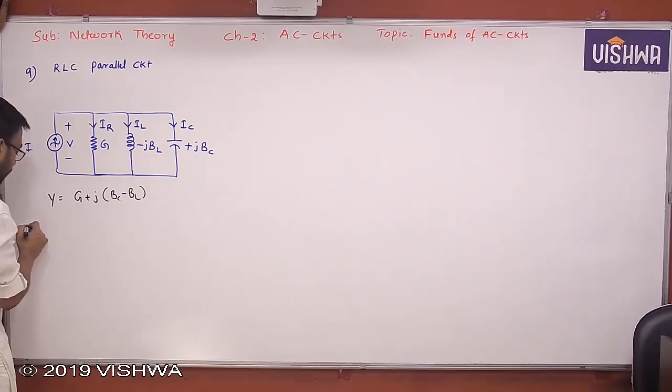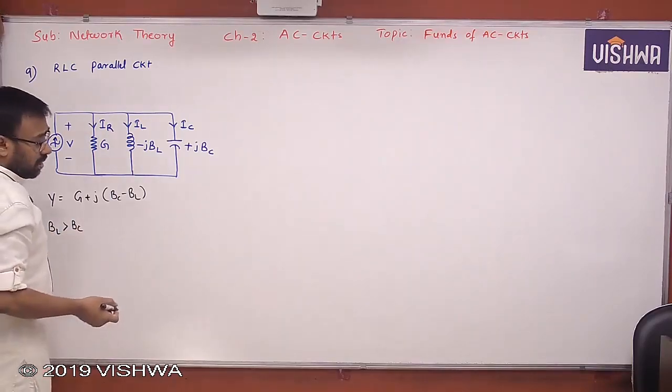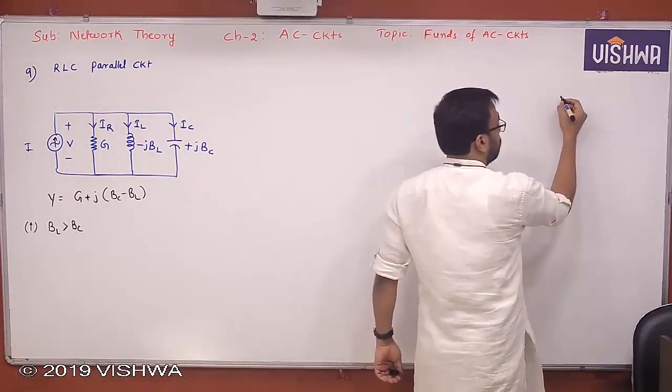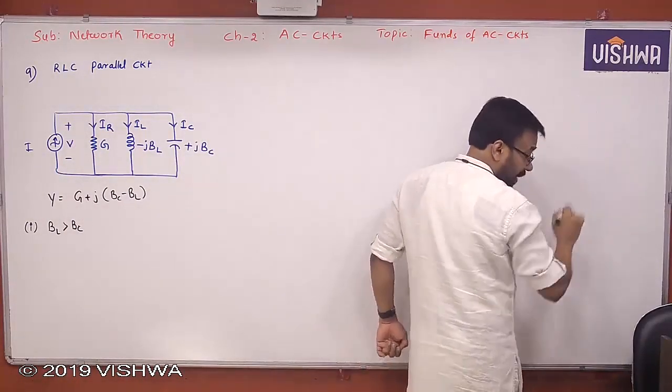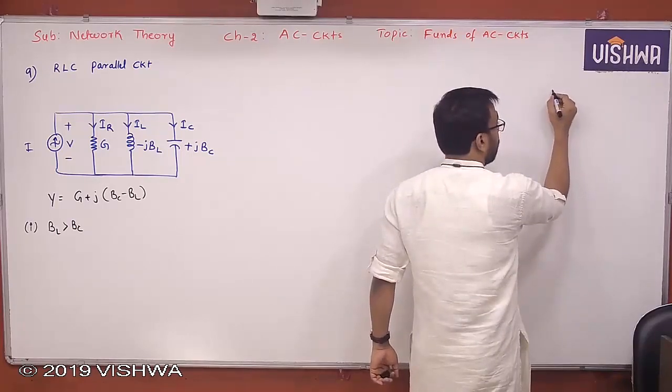That's why I take case 1. So the first case here, let us take BC greater than BL or BL greater than BC. Let us say first we'll take BL greater than BC. So BL greater than BC, what does it mean? BL greater than BC means, is it inductive or capacitive?